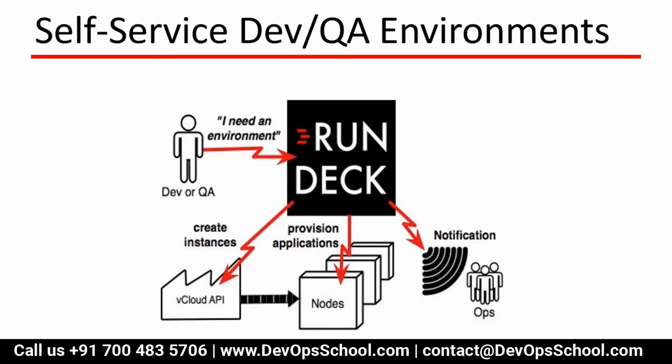Okay, we've been discussing Rundeck. You can use it for self-service dev and QA environments also, without giving access. Here, dev and QA say, I need an environment. They will go to Rundeck and create an environment, let's say a new dev and QA environment. So you can set up Rundeck; Rundeck will talk to the cloud platform. It can be vCloud, AWS, Terraform, Google, Azure DevOps, all these things, and they will create an environment, and then you get the notifications also. So this is also one use case for Rundeck. You can take it up.